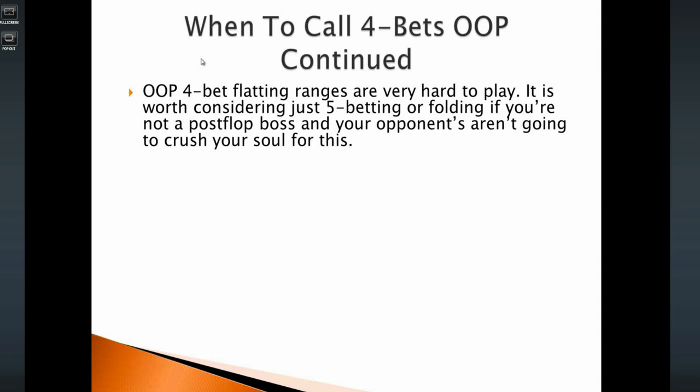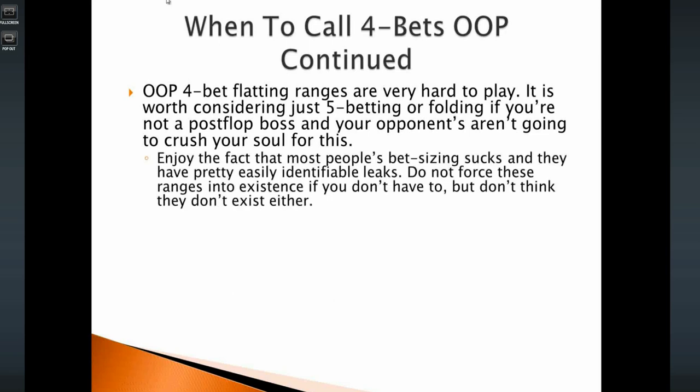So I agree these ranges are very, very hard to play, but a lot of the reason why you probably feel like they're gross, they're bad, is because everyone's told you they're bad, not so much that actual math and theory supports it, because it really doesn't. Enjoy the fact that most people's bet sizing sucks and they have pretty easily identifiable leaks. Do not force these ranges into existence if you don't have to, but don't think they don't exist either.